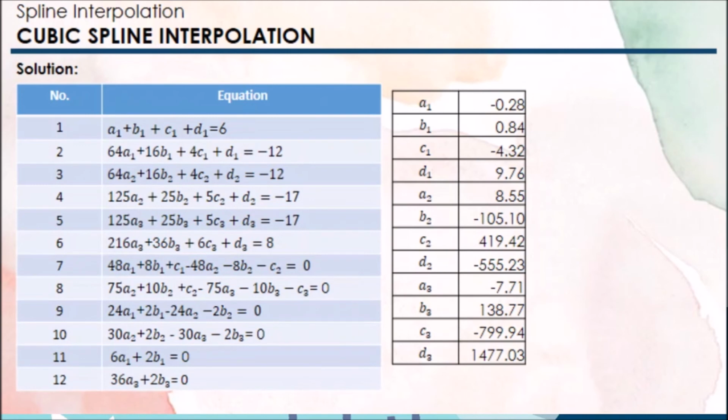So, here, class, what we got is a sub 1 is negative 0.28, b sub 1 is 0.84, c sub 1 is negative 4.32, d sub 1 is 9.76, a sub 2 is 8.55, b sub 2 is negative 105.10, c sub 2 is 419.42, d sub 2 is negative 555.23, a sub 3 is negative 7.71, b sub 3 is 138.77, c sub 3 is equal to negative 799.94, and d sub 3 is 1,477.03.